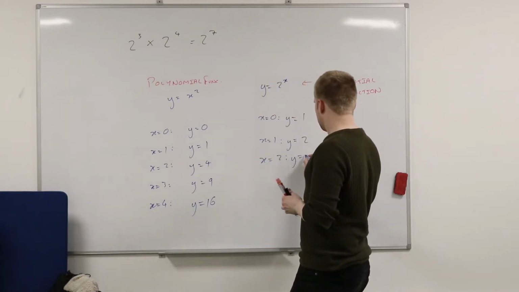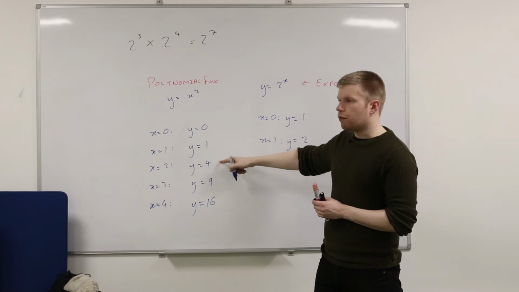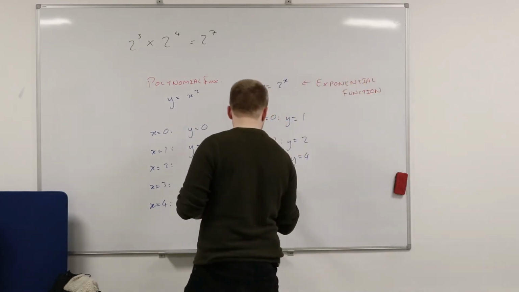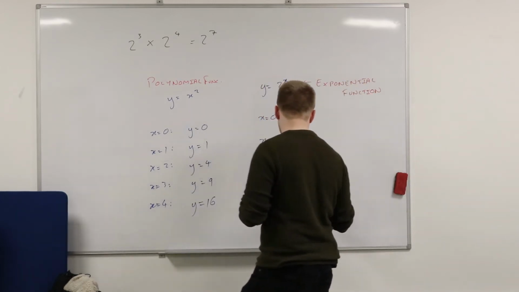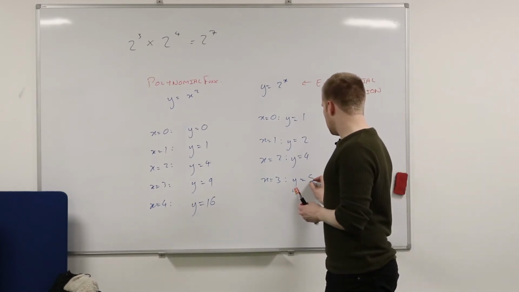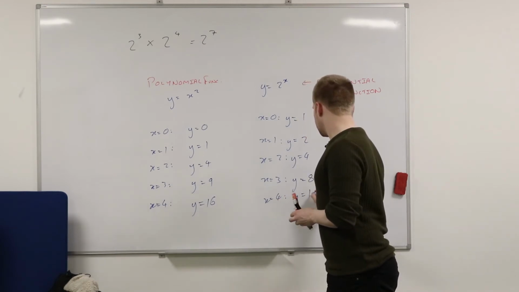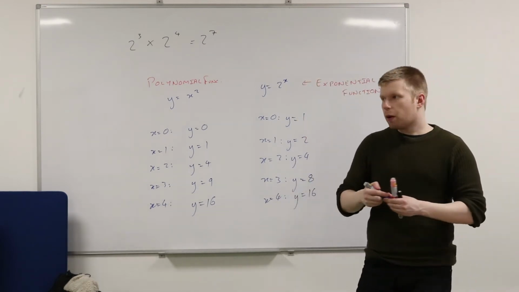4. So can you see that so far you're getting a similar kind of thing happening over here? But let's see what happens if I raise it to the power of 3. What's y going to be equal to? 2 times 2, 4, times 2, 8. Good. And if x equals 4, what would y be equal to? 16.